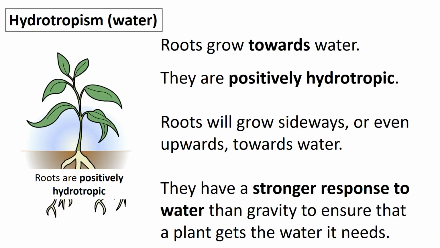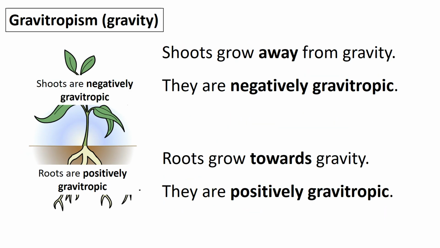And then if we look at each of those tropisms in turn, the roots and the shoots can respond differently to them. If you're a plant and you're starting to grow, your roots are going to want to grow towards water. So the roots of a plant are positively hydrotropic. That means roots will grow sideways or upwards or wherever the water is, so that they can reach water. They have a stronger response to water than to gravity, so the plant always ensures it gets whatever water it needs as a priority.